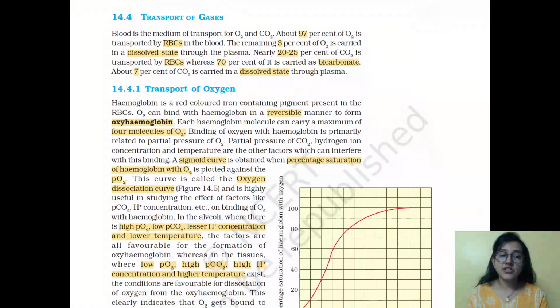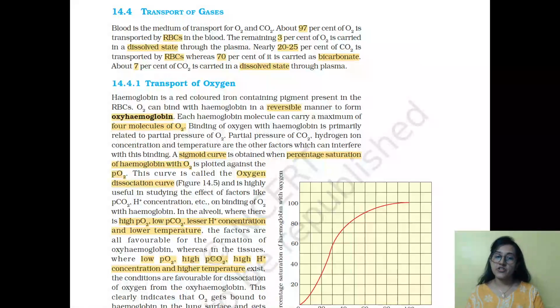Next, we are going to study about the transport of gases. Blood is the medium of transport for oxygen and carbon dioxide. As we have already learned, through blood, oxygen is carried to the tissues, to the whole body, and again through blood, the carbon dioxide as an output is carried to the lungs again.